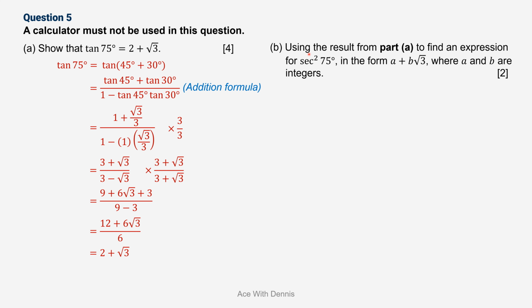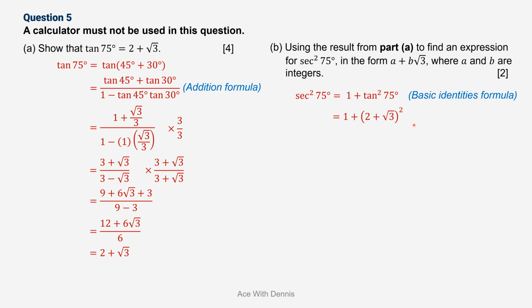B. Using the result from part A to find an expression for secant square 75 degrees in the form a plus b root 3 where a and b are integers. Alright, so secant square 75 degrees, it is 1 plus tangent square 75 degrees because we are using basic identities formula. Okay, and we know that tangent 75 degrees is 2 plus root 3.